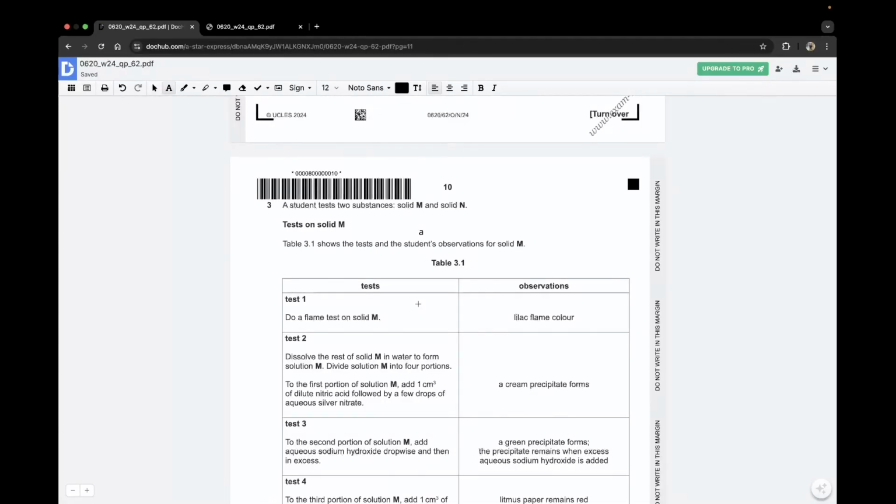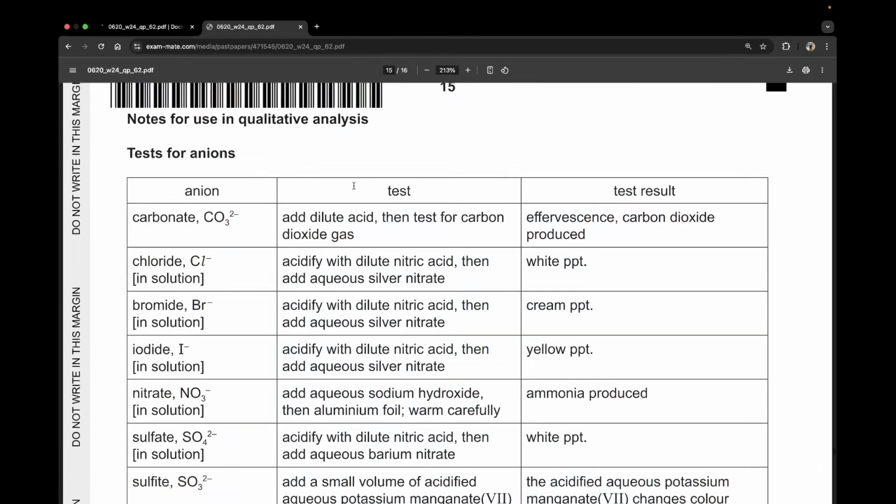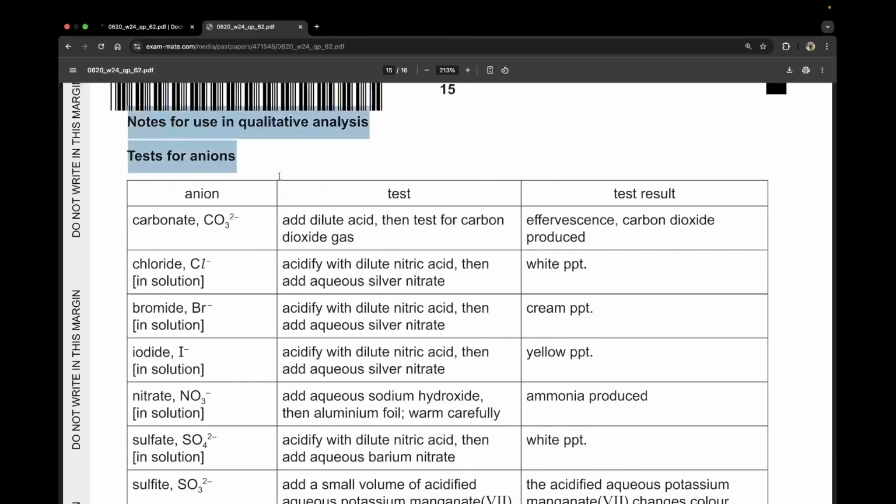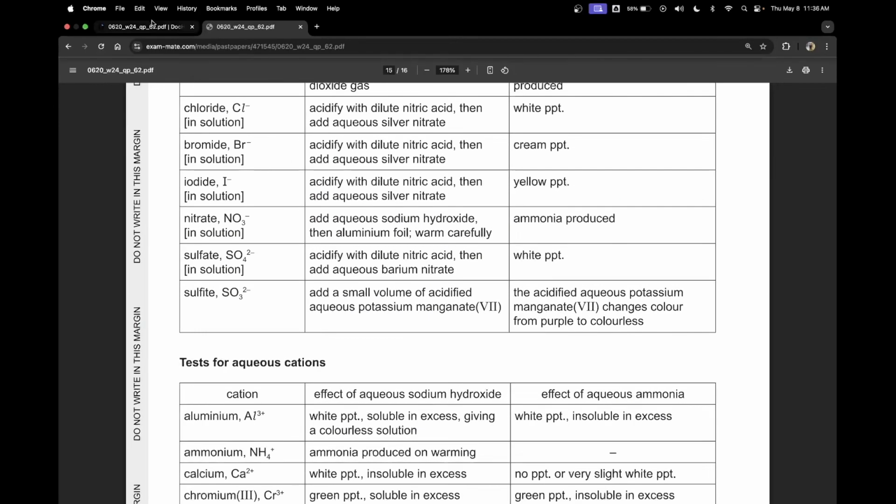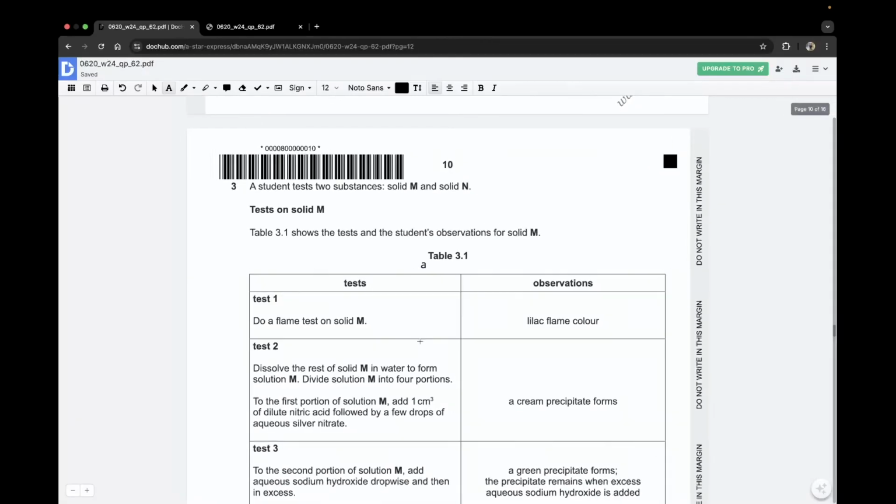All right, so moving on to the third question. This usually deals with the tests on the solids, and you will have these notes for qualitative analysis at the end of the paper as well, so you can use them. So let's go through it one by one. Right, we have solid M.